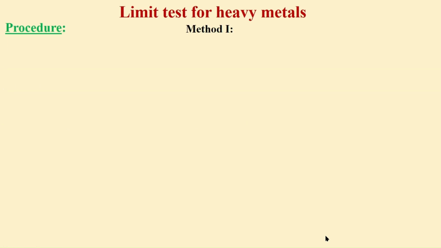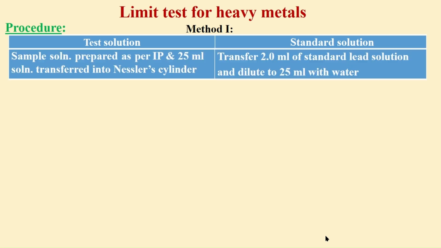The procedure which we follow here is like this. We prepare the sample solution as per the prescription of the Indian Pharmacopoeia, and 25 ml of this prepared solution is transferred to a Nessler cylinder. The standard solution which is prepared, 2 ml of it is taken and diluted to 25 ml with water and transferred into a Nessler cylinder.